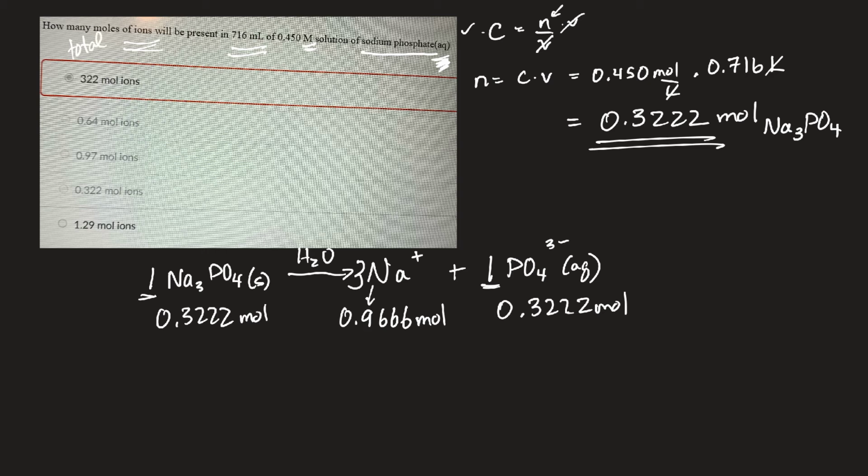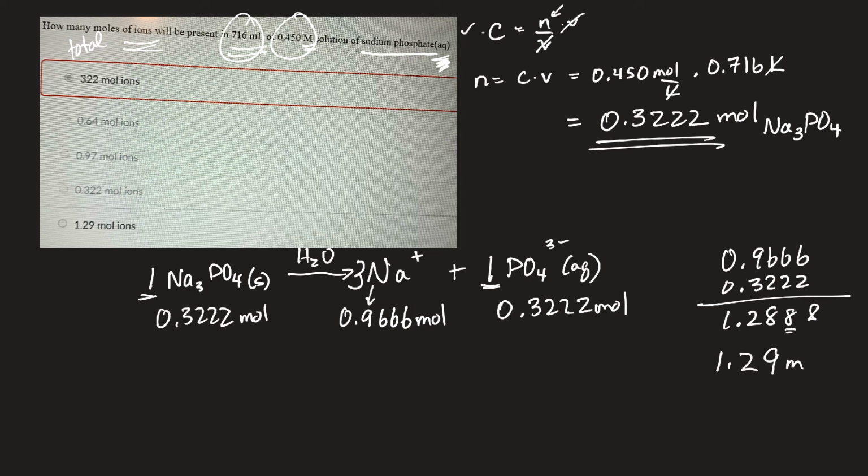And then they say how many, I should have written total. How many total moles of ions will be present? So you just add those two. 0.9666 and 0.3222. And I get 1.2888. So over here, looks like I have 3 sig figs, 3 sig figs. Let's give them 3 sig figs, so it'd be 1.29 moles total. I'm picking that one. Hopefully that helps you with that question. We'll be doing some more of those in class tomorrow.